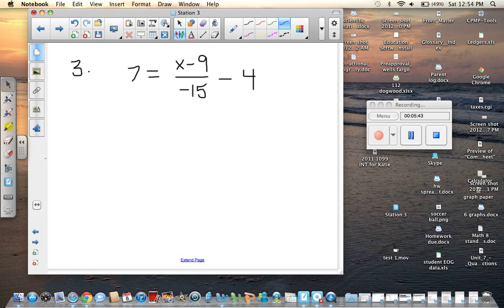Alright, let's go ahead and do number 3. Okay, in number 3, I'm going to put a box around the x minus 9 divided by negative 15, and I'm going to deal with this minus 4 first.